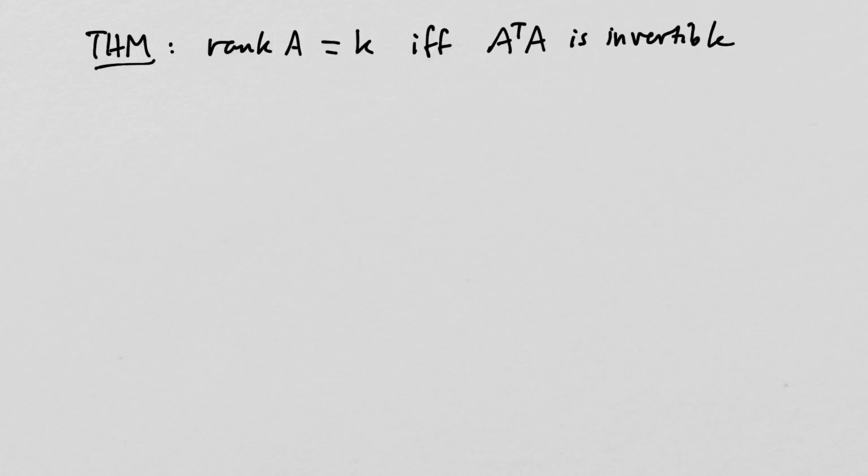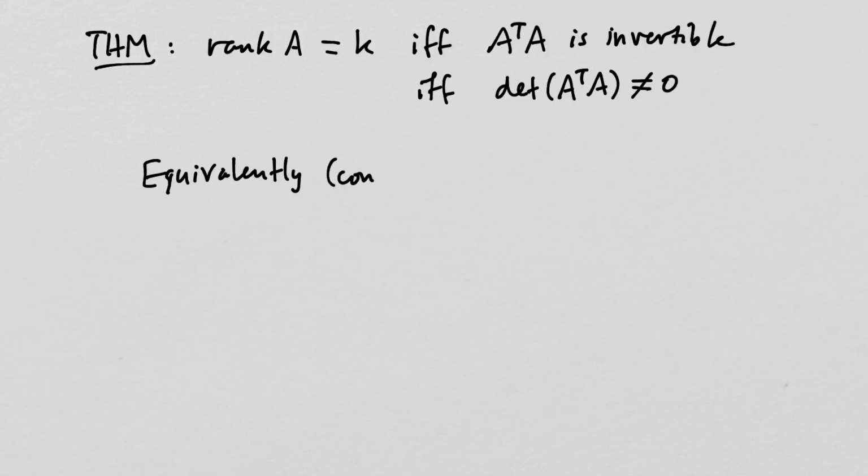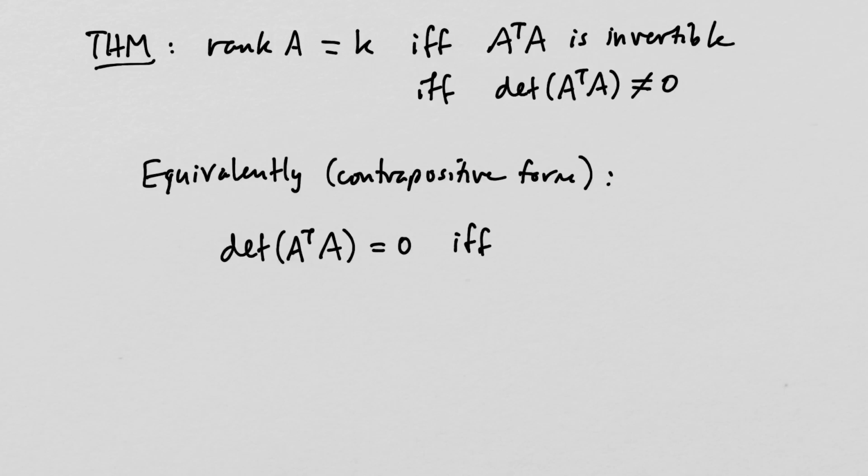All right. So the theorem is that A has full rank, that is, the rank is exactly K, if and only if the Gramian matrix is invertible. Another way to say that is if and only if the determinant of the Gramian is non-zero. And if we put that differently, using the contrapositive, the determinant of the Gramian is equal to 0 if and only if the rank of A is less than K. It's not full.